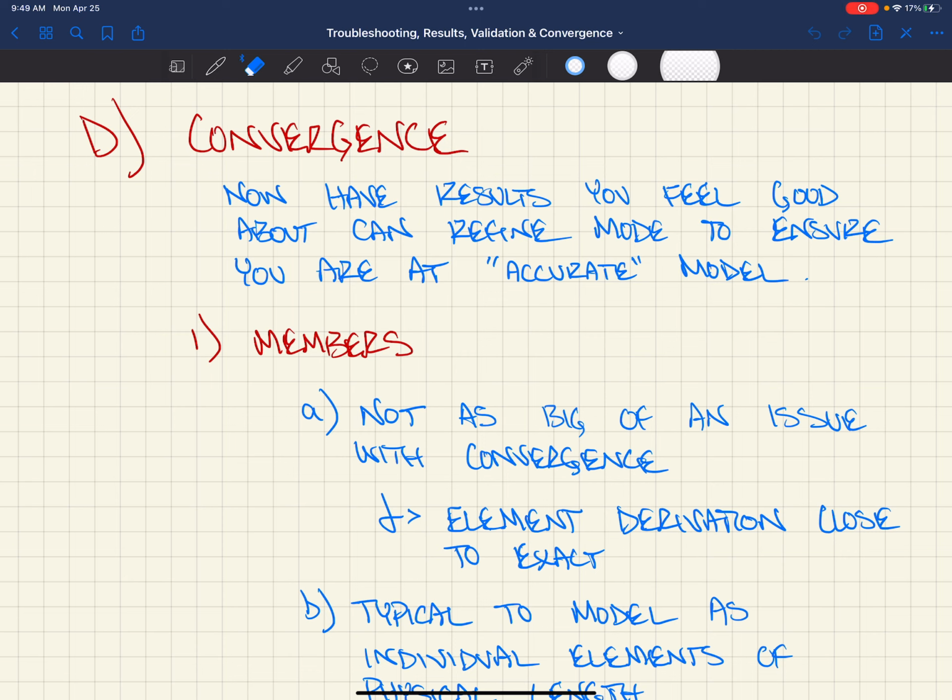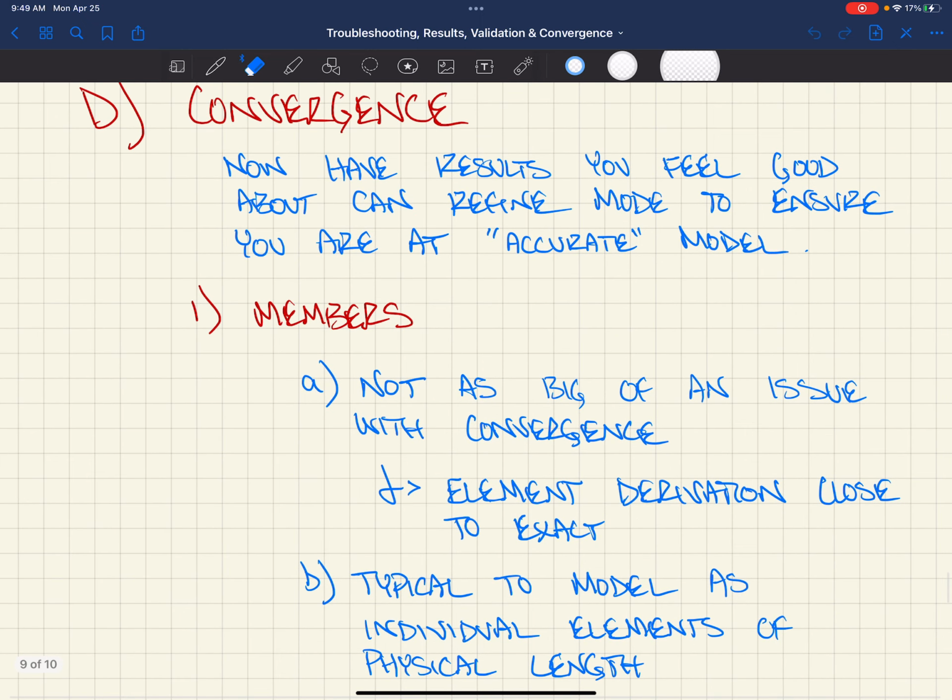Alright, so convergence. Obviously, we've created a model. It's a long process, right? We've made it through all the steps, we validated, we feel great about it, okay? So the results we're getting out, we feel decent about them. Now we want to make sure we have convergence. Now that you have results you feel good about, you can refine the model to ensure you are at an accurate model level, right? Making sure it's at a reasonable accuracy.